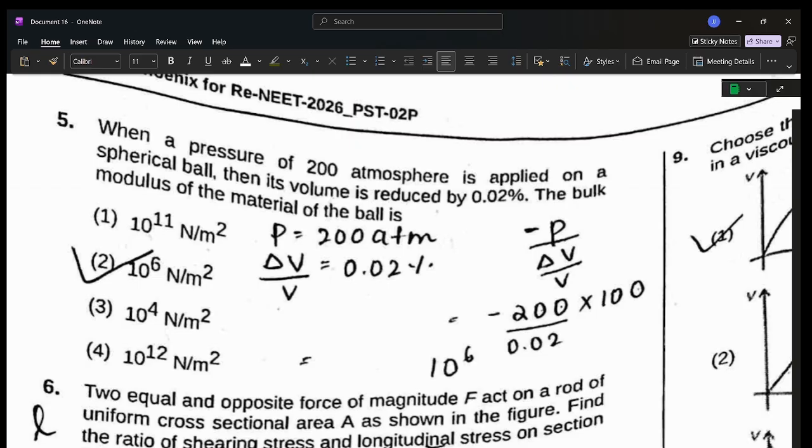These are very simple things with respect to NEET, and see, this is where you can go completely wrong. So I'll just check one more thing.